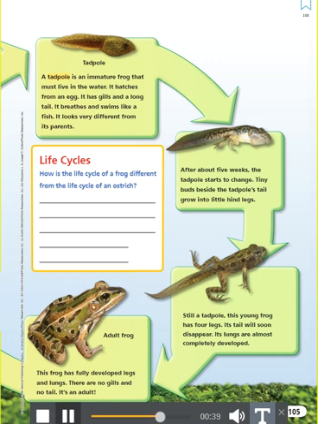Adult frog. This frog has fully developed legs and lungs. There are no gills and no tail. It's an adult. Life cycles. How is the life cycle of a frog different from the life cycle of an ostrich?